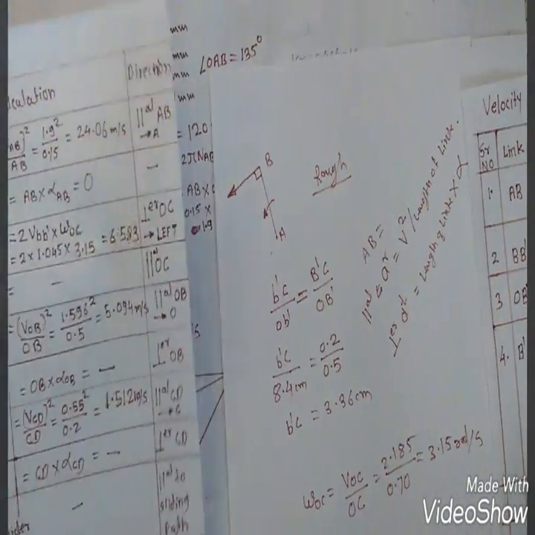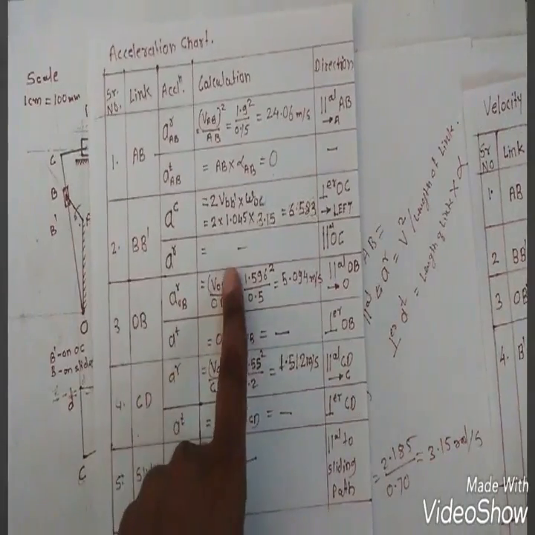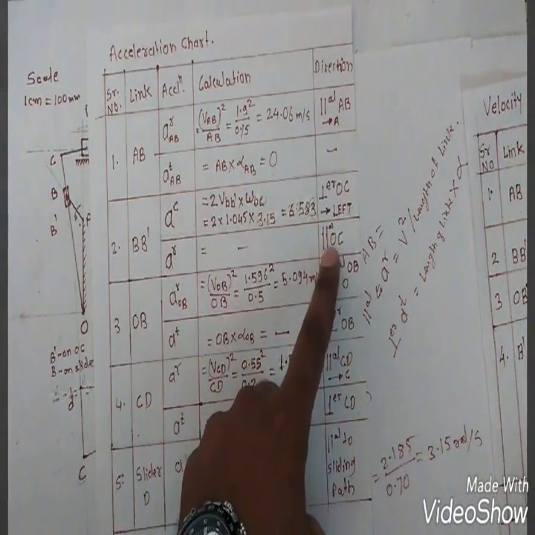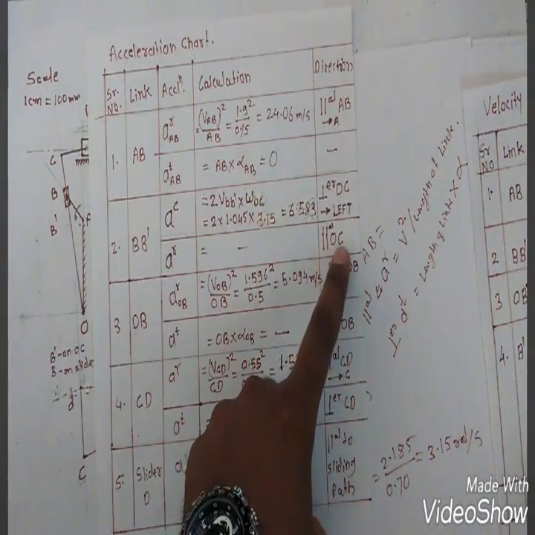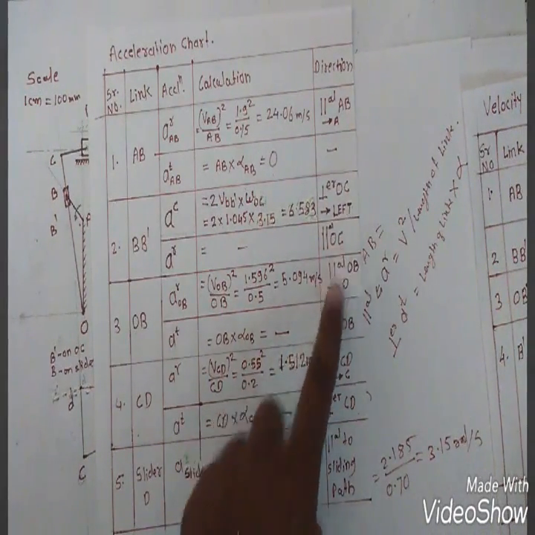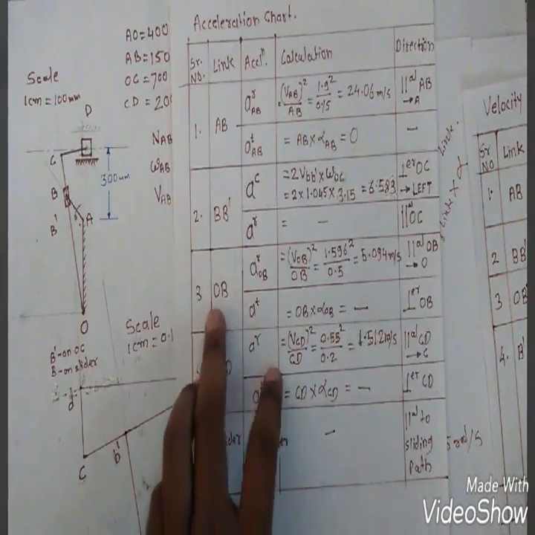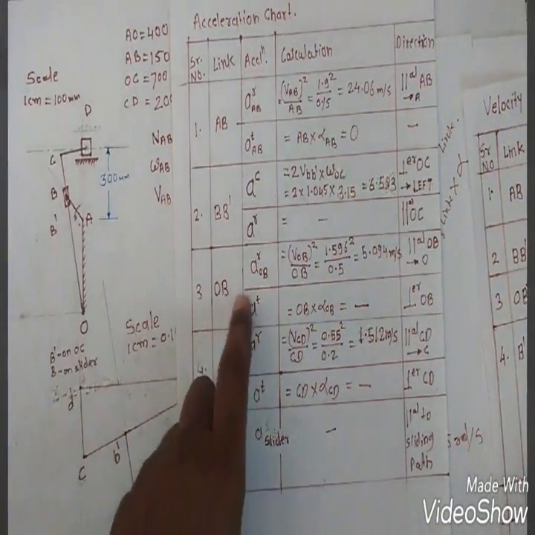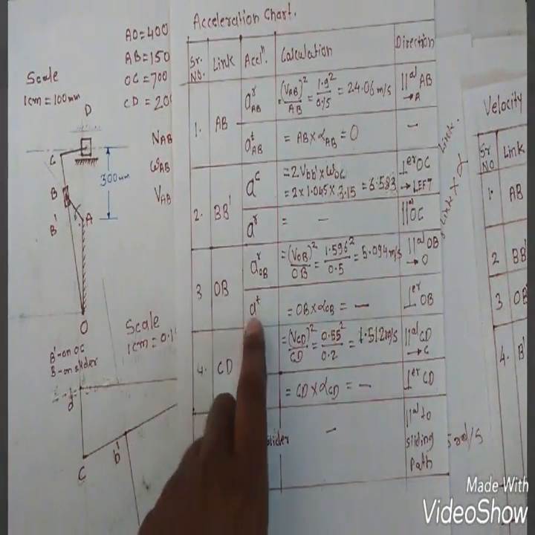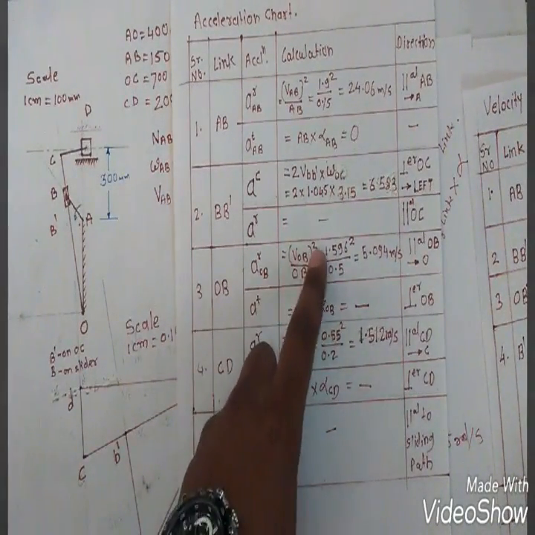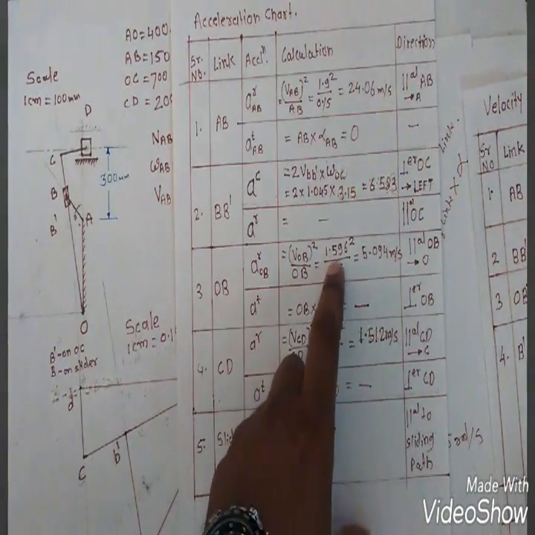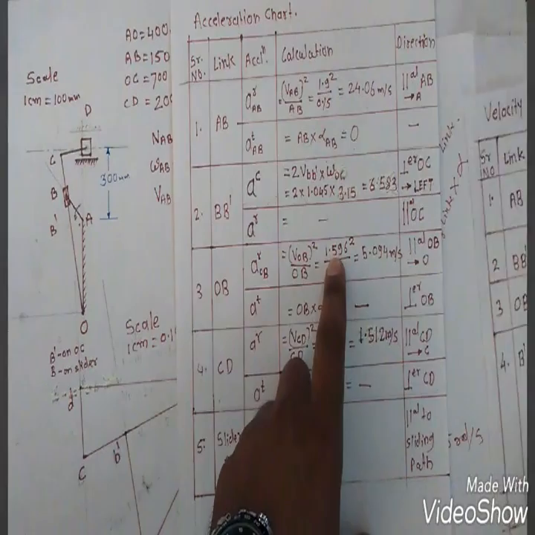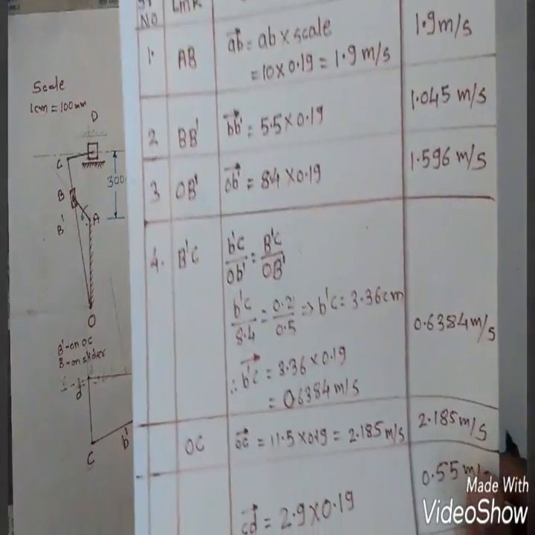Then linear acceleration, we don't know its magnitude, we just know the direction, it is parallel to the OC. Here OC is the sliding path, therefore parallel to the OC. Next link is OB. For link OB, two components, radial, tangential. Radial component, velocity square upon length, 1.596 upon 0.5. That 1.596 we can take from the velocity chart.